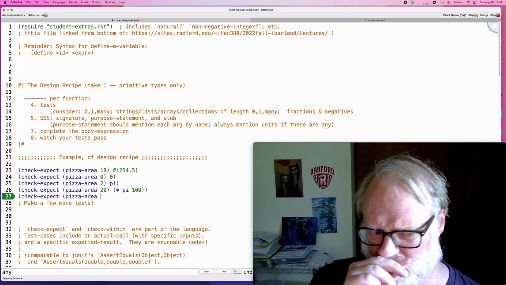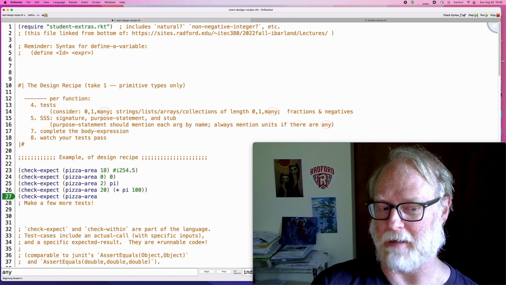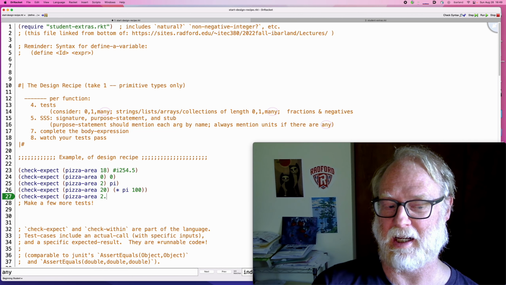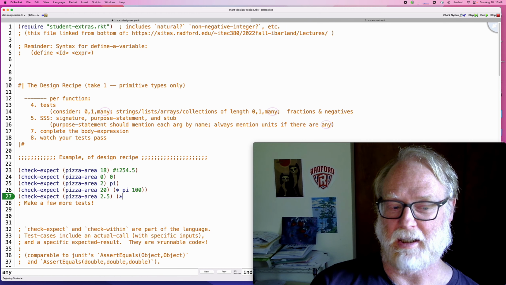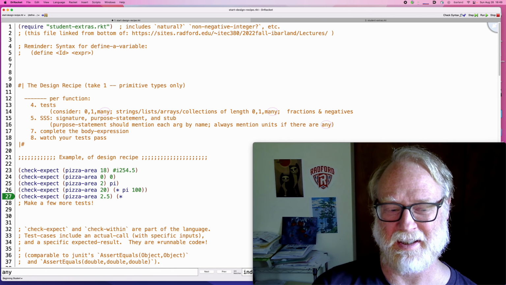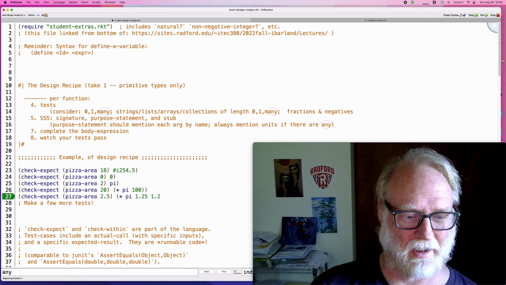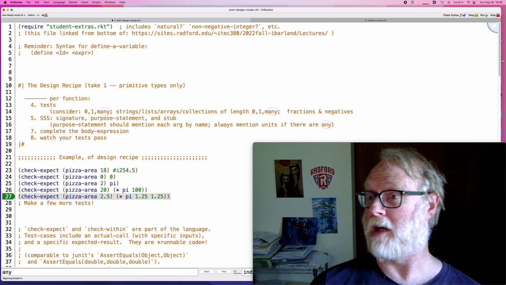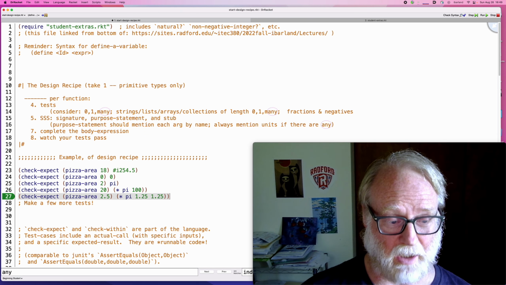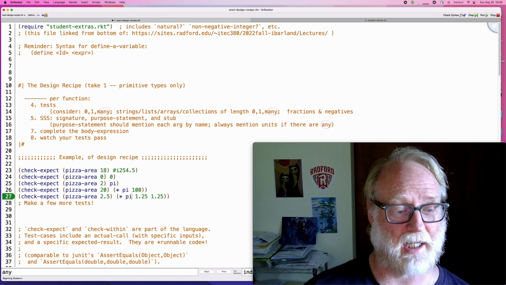Is there a fractional number that works well here? Gosh, that's a little bit tougher. If I go ahead and take 2.5, then yeah, I think it's going to be pi times 1.25 squared, 25/16. Oh man, okay, yeah. So how about this? Yeah, I'm happy with that. Yeah. So okay, great. So this gives us a good set of tests.